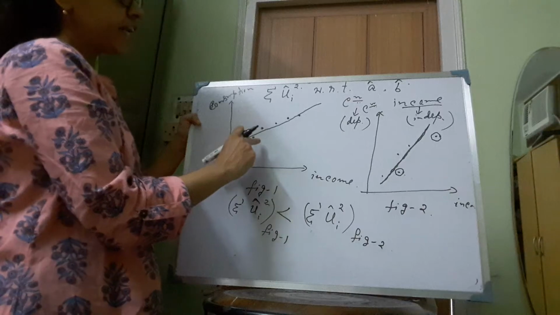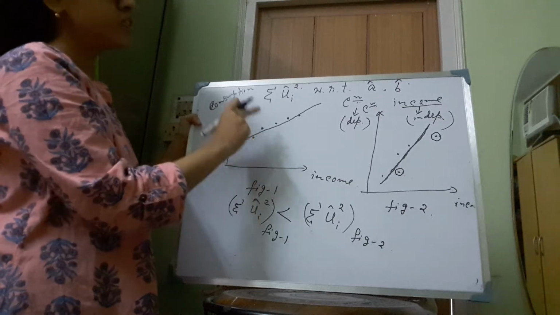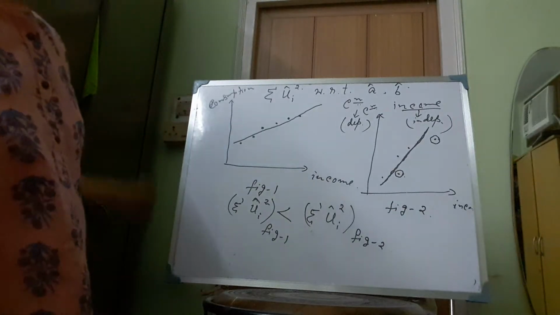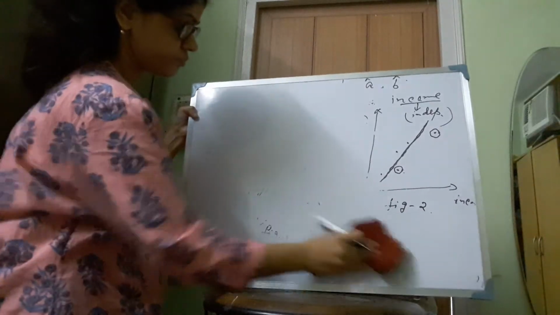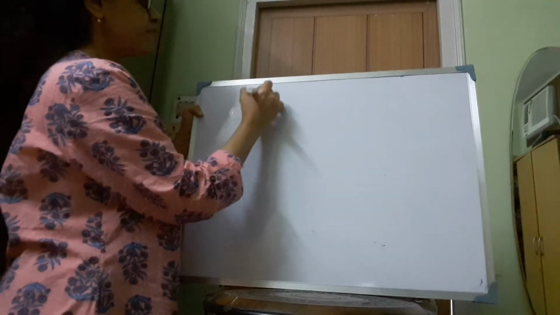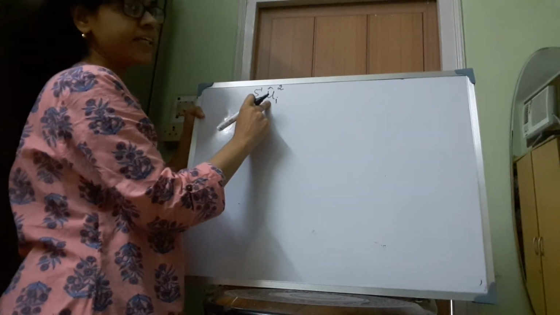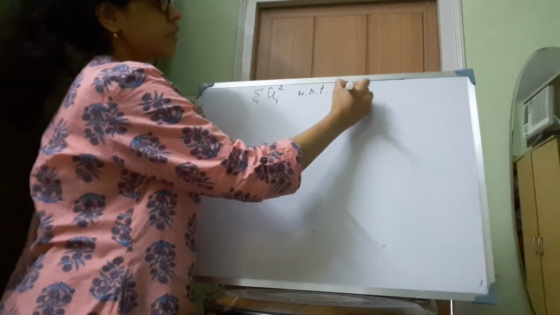So therefore if anyone asks me to choose between these two lines, then I will choose this line, because this line is giving me a better fit. So this is the concept behind the least square regression method. If we want to estimate the regression parameters using the OLS method, then we have to minimize the sum of the squares of the predicted value of the error term with respect to a hat and b hat.